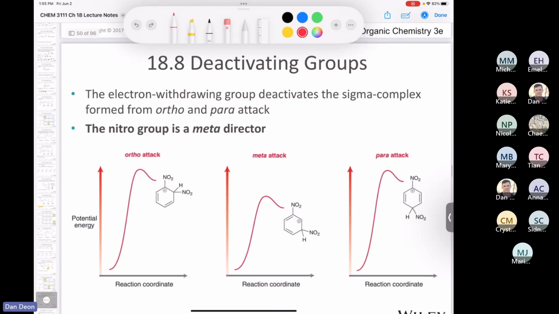So again, for my graph people, here's the graph. Here it shows you that the energy of activation for the meta attack is lower than that for ortho and para. Why? Because in ortho and para, both of them end up with this unstable sigma complex where you have the positive charge adjacent to an electron withdrawing group. There you have it, my friends.